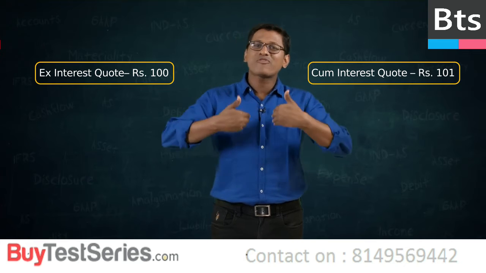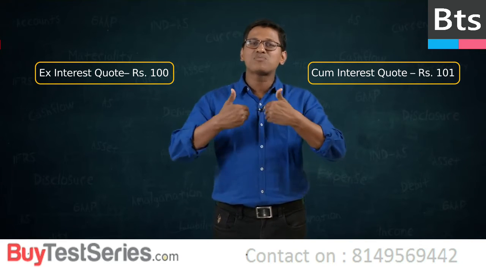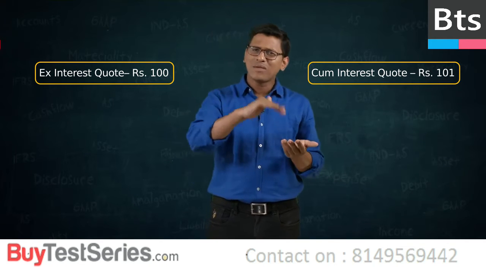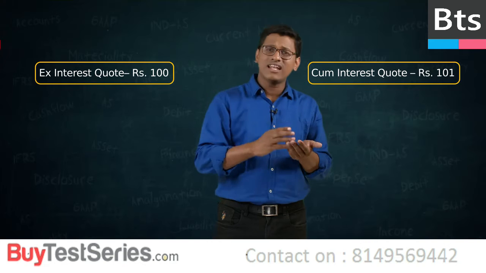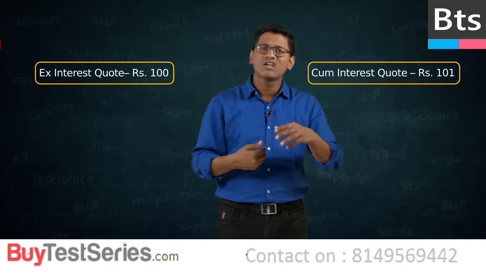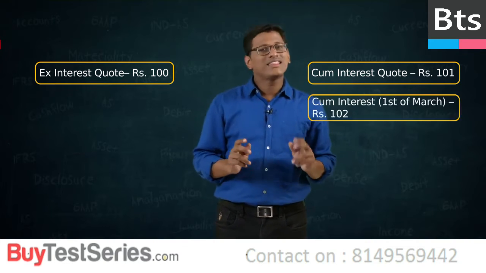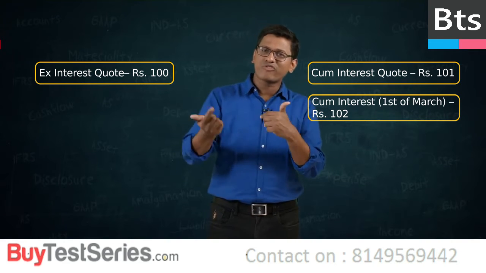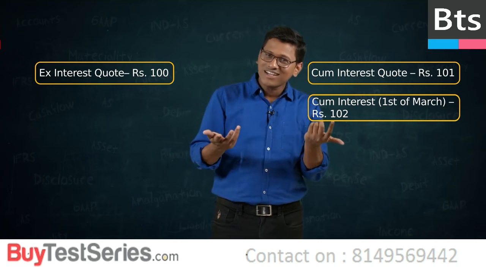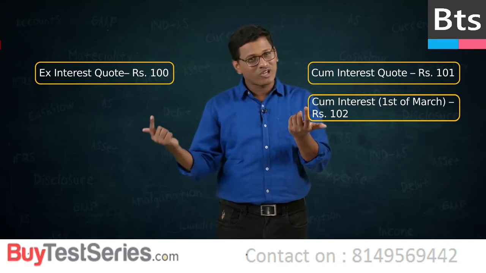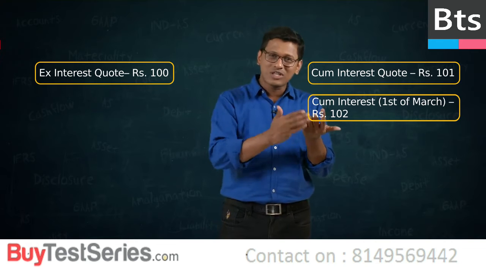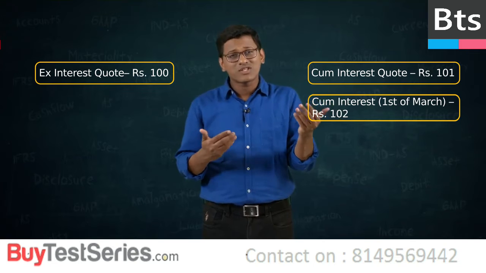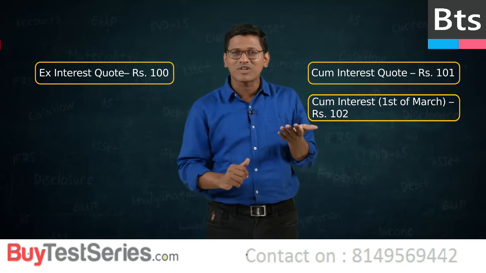So it is just a form of expression. How is that person expressing the quotation? So it could be cum interest or ex interest. Imagine the sale happened to you, means you purchased on 1st of March. Then if your friend should not make any profit, what is the price at which your friend should sell to you? Think about it. 1 rupee for January, 1 rupee for February, 2 rupees you add to 100, 102 rupees probably would be a cum interest price if your friend should not make any profit on that sale to you.